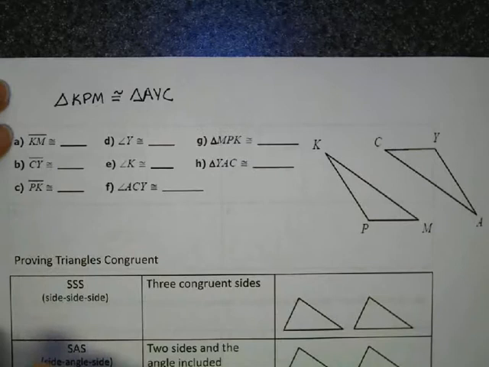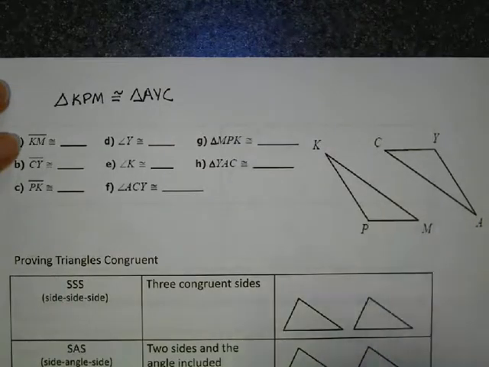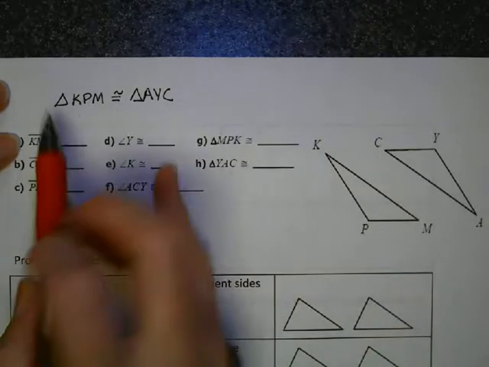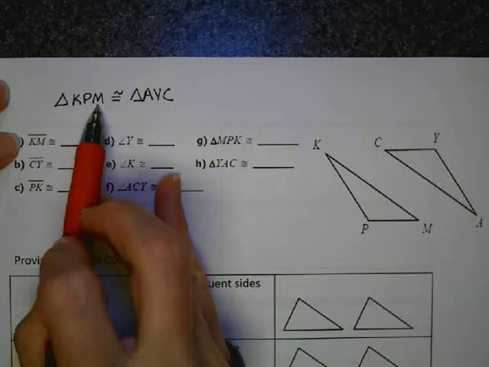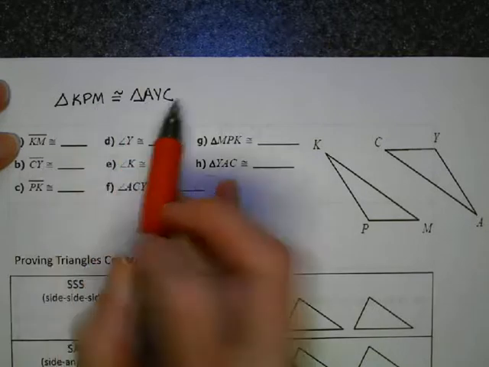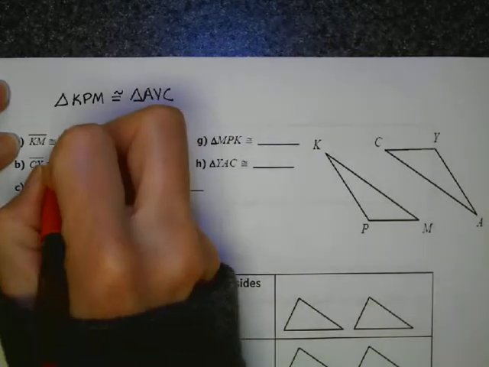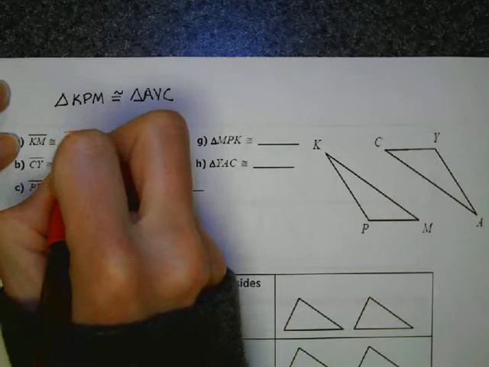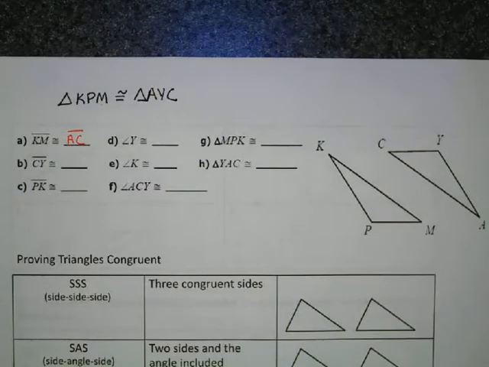Or mark the picture. So segment KM, you look up here, K and M are the first and last, so that would match up with AC. I would try this on your own. Pause the video, see what you can do, and then turn the video back on in a couple minutes and make sure you got them all right.